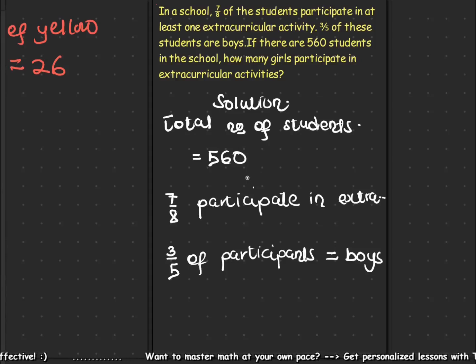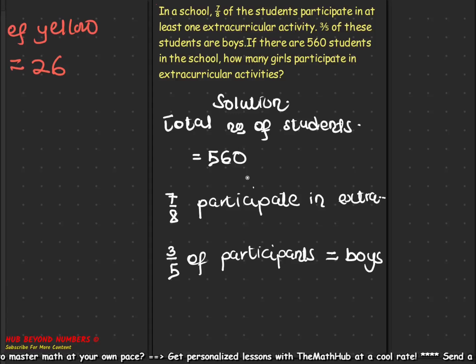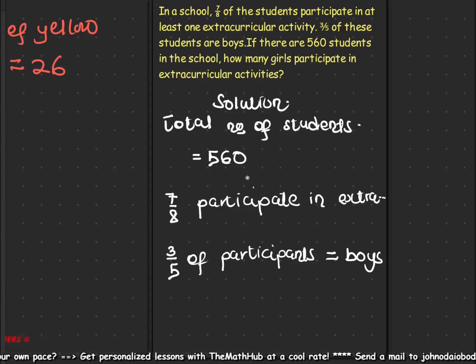First of all, we know that the total number of students is 560. There are 560 students in the school. Secondly, 7 over 8 of the total number of students participate in extracurricular activities. And also, of these people who participate in the extracurricular activities, 3 over 5 of them are boys. Now the question is asking how many girls participate in extracurricular activities? How are we going to get to that?